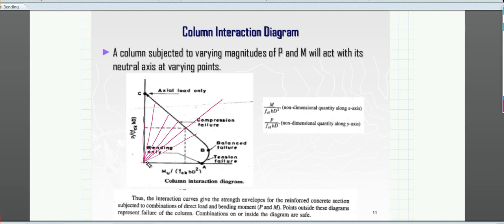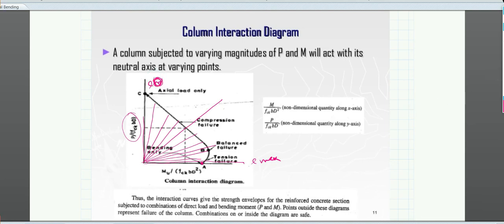As eccentricity goes on increasing like this, here P, the axial load, is not there, only moment is acting. So here e is 0, here e is maximum, here e is minimum. Or e is equal to 0.